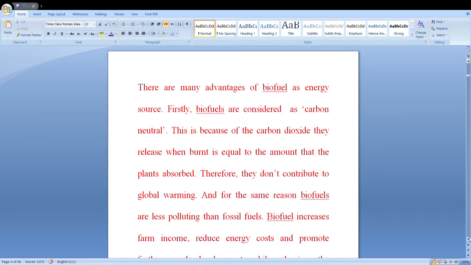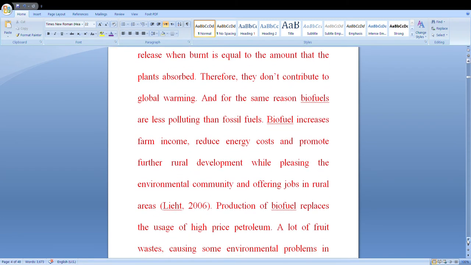There are many advantages of biofuels as energy sources. Firstly, biofuels are considered carbon neutral. This is because the carbon dioxide they release when burnt is equal to the amount that the plants absorbed. Therefore, they don't contribute to global warming, and for the same reason, biofuels are less polluting than fossil fuels. Biofuels increase farms' incomes, reduce energy cost, and promote further rural development while pleasing the environmental community and offering jobs in rural areas. Production of biofuels replaces the usage of high-priced petroleum.